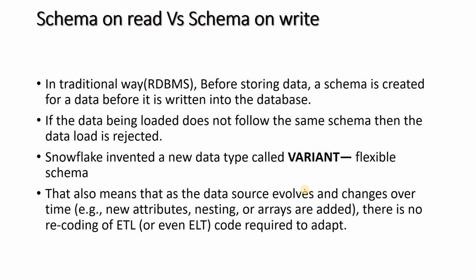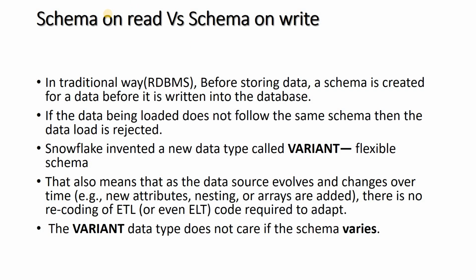That also means that as the data source evolves or changes over time, and the schema changes, or new attributes, nesting or arrays are added inside one particular element, whatever is possible, then no recoding of ETL or ELT is required to adapt to the new fields. That is the advantage, because it is not checking the schema itself. It says, you can put everything. Later, while reading from that data warehouse table, you can adjust based on the schema. That is what schema on read is. The variant data type does not care if the schema varies. While reading, you can change the schema and do whatever.